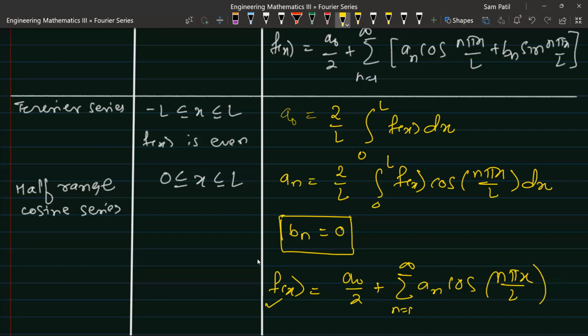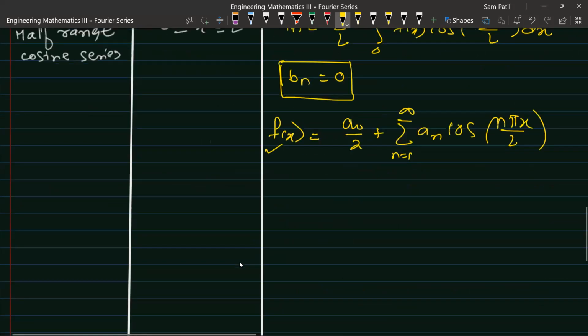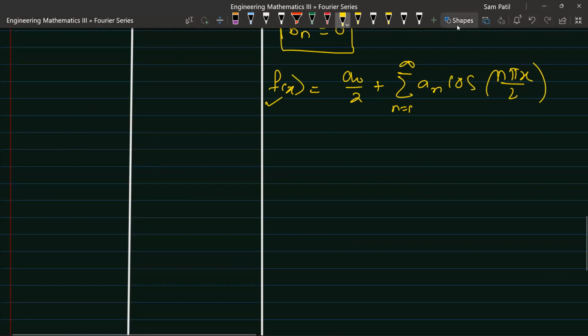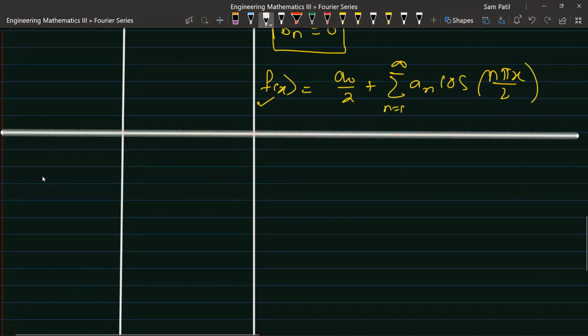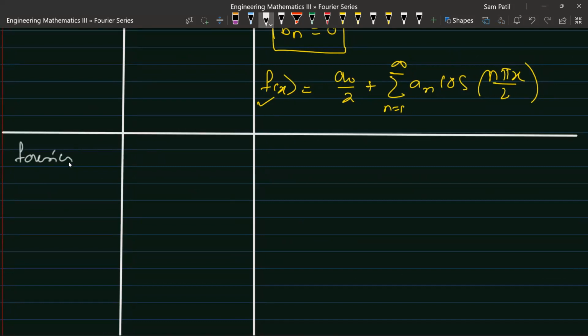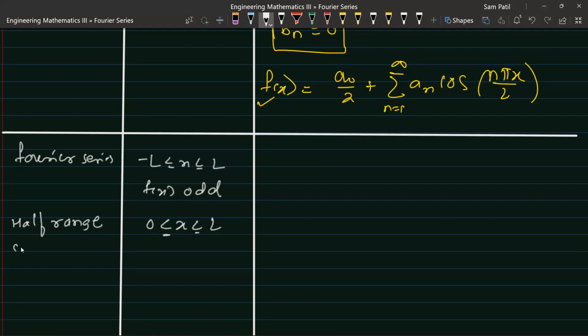Now the same case is here, but in the opposite sense. If f(x) is odd, then what will be 0 and what will be non-zero? Let us see that. Again the series is the Fourier series. Suppose the interval is minus L to L, and if f(x) is odd, then the interval becomes 0 to L. Consider that interval as 0 to L. And the Fourier series is the half range sine series.